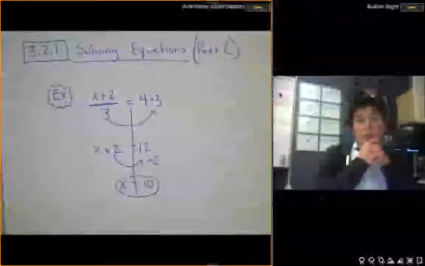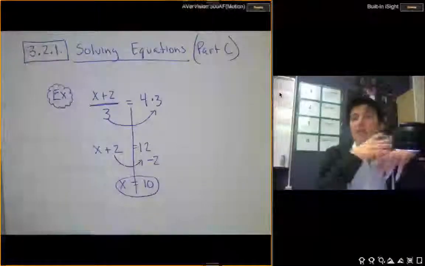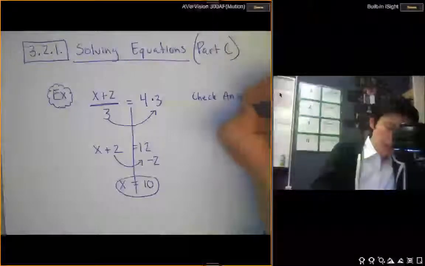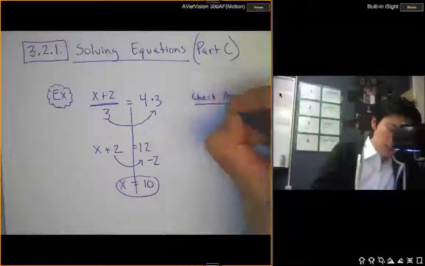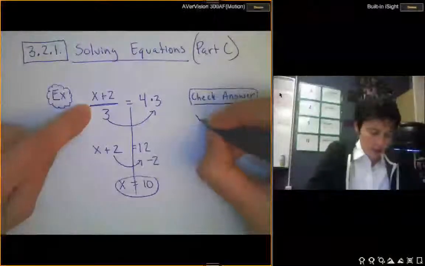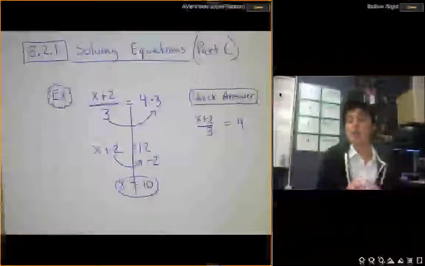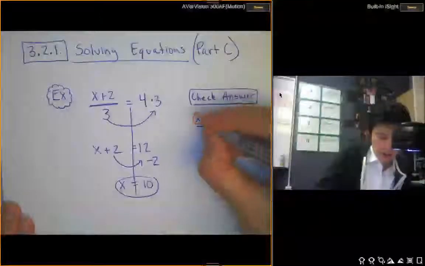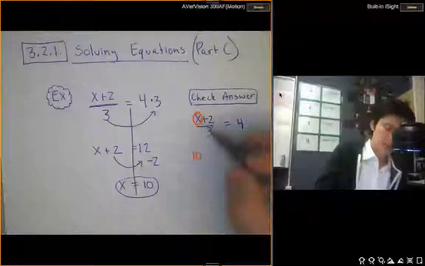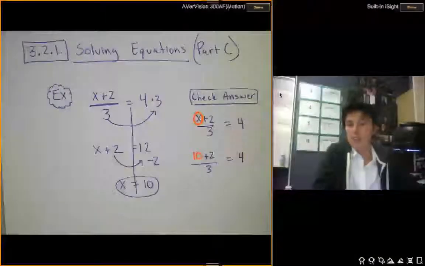Just like that. You also know that if you're unsure and you want to check your answer, you know how to do that and it advances your work. So we could easily say check answer over here. What I would do is copy the original problem, x plus 2 over 3 equals 4, and take what I think the answer is, which is 10 for x, and replace x with the 10. Make it 10 plus 2 all over 3 equals 4.